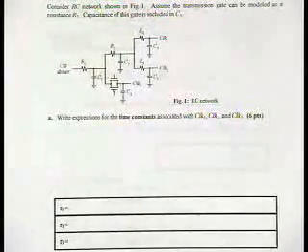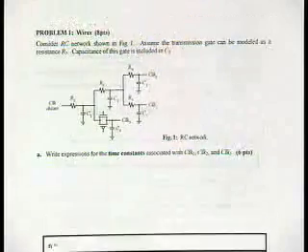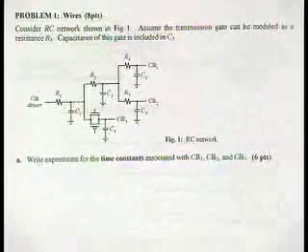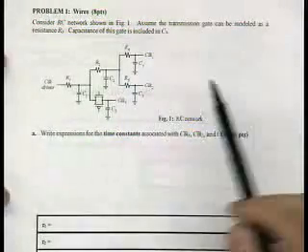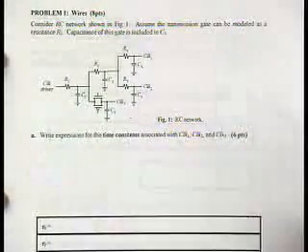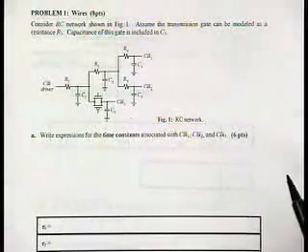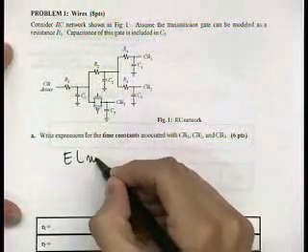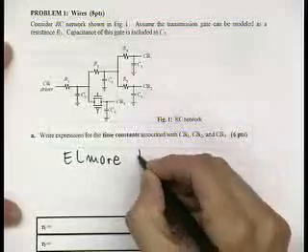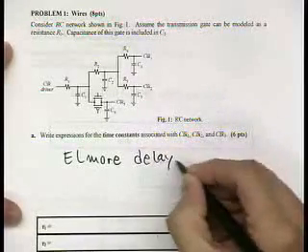Okay, so problem number one was fairly straightforward. I would say this is basically a warm-up problem. What you need to do here is analyze this RC equivalent network and figure out the equivalent time constants. So basically what we're asking you to do here is Elmore delay analysis.